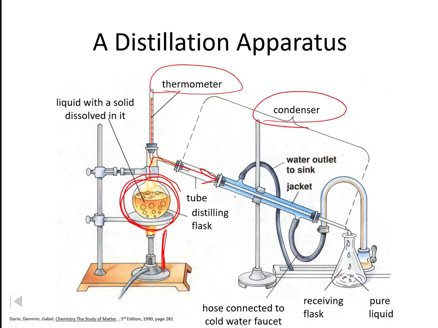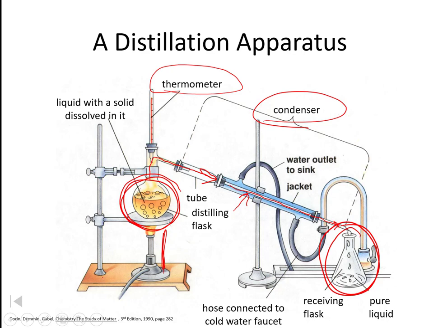Now the condenser has water flowing through an outer jacket, and the gas flows through this inner tube. As it flows through that tube and that cold water is going around it, what happens is the vapor recondenses into a liquid, and we get our pure liquid here in our receiving flask. And if we do that right, we'll get only the component we want.